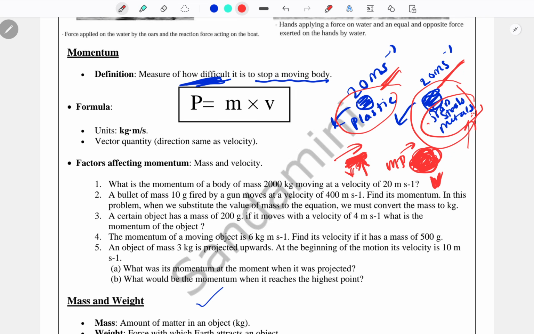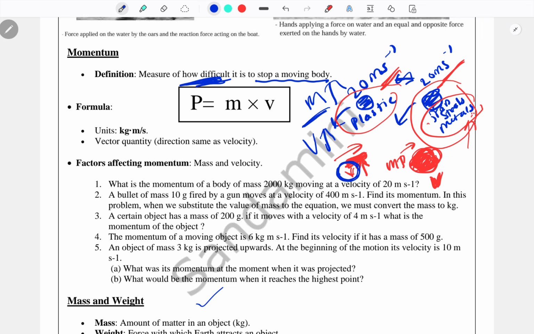So from these two examples, I think you got an idea. If the mass is very much higher but the velocity is the same, you saw that it's hard to stop. And also if the velocity is very high, it is also difficult to stop.